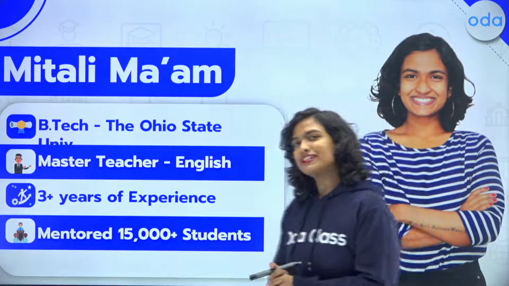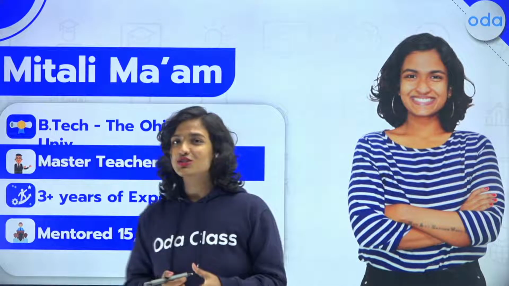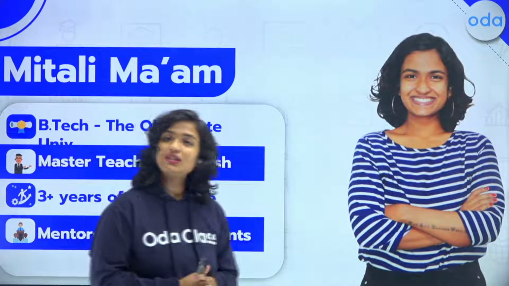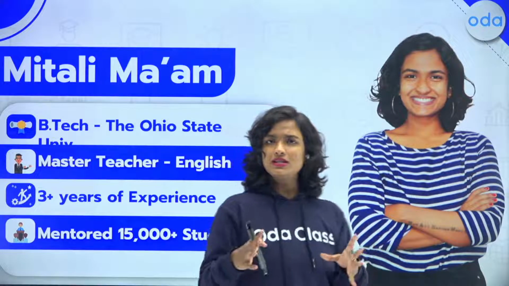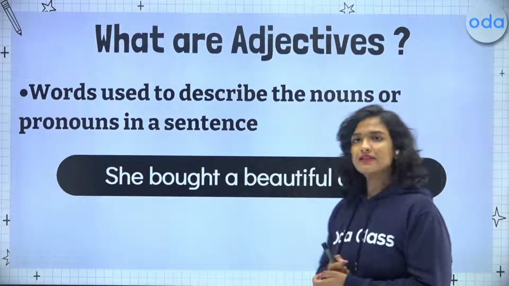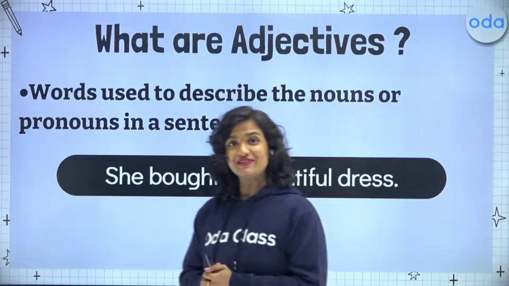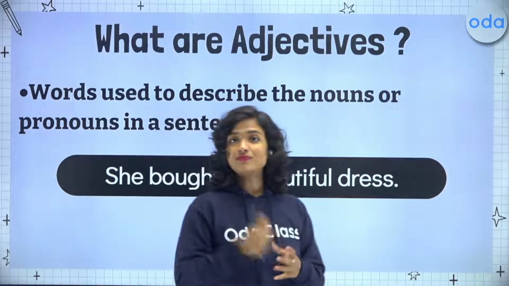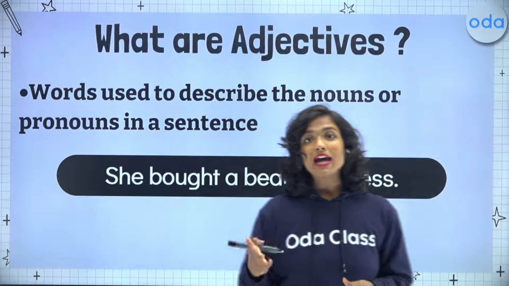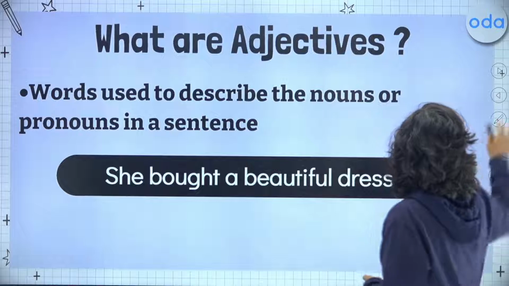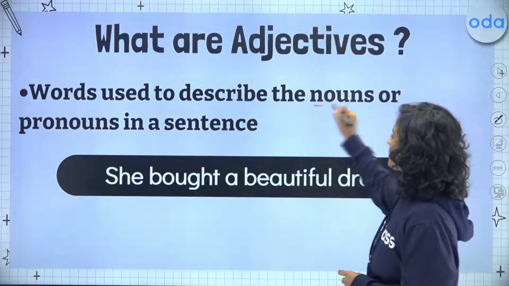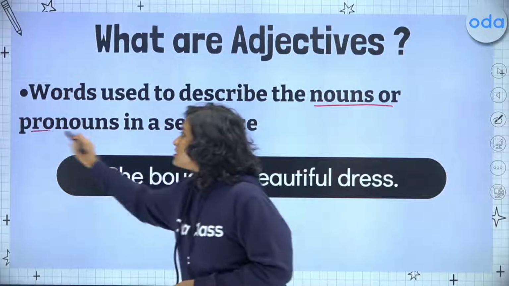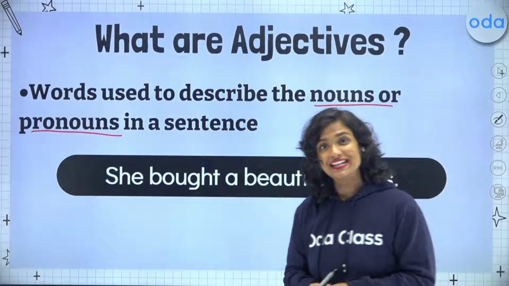I'm very happy to be here with all of you and teach you about comparatives and superlatives. Before we get into that, let's first quickly revise what adjectives are, because comparatives and superlatives are both forms of adjectives. Adjectives are words that we use to describe nouns or pronouns in a sentence.